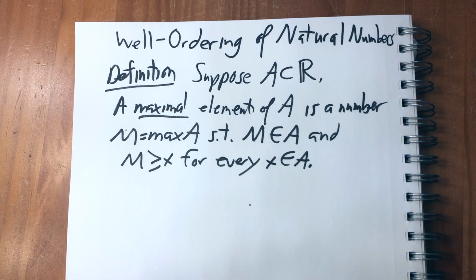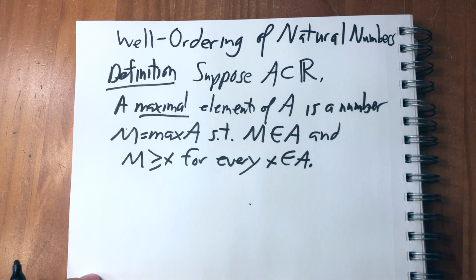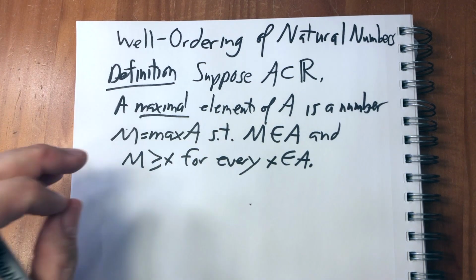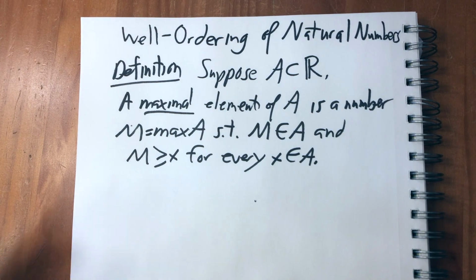This should look very familiar because it sounds just like the supremum. But the important thing to understand is there's one big difference between this number and the supremum. The maximal number must be in the set, whereas the supremum does not have to be in the set.